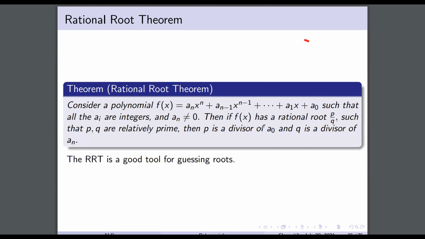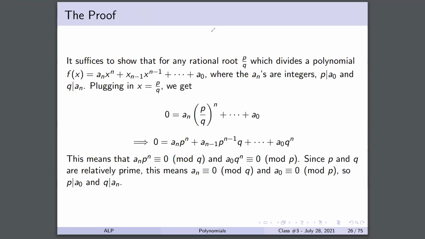Basically, a0, which is the last term, and q is a divisor of a_n, which is the first term. Now, RRT is just the rational root theorem. So it's great for guessing roots. So if we have a polynomial, then sometimes we'll do this and we can find roots. The proof is very long.